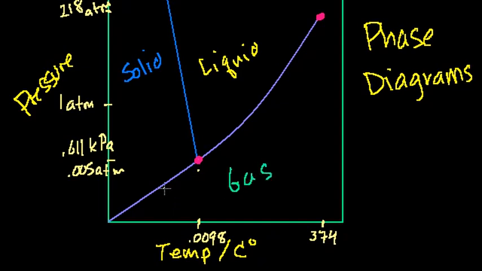For example, if I told you that I was at, I don't know, 0 degrees, let's say 0 degrees is right there. If I'm at 0 degrees Celsius and 1 atmosphere, where am I? So 0 degrees, 1 atmosphere, I'm right at that point right there. So I'm at a boundary point between solids and liquids at 1 atmosphere of pressure, right? So this coincides with our traditional notion of when ice freezes or when it melts at 0 degrees.